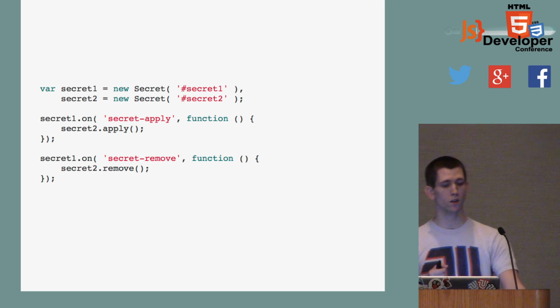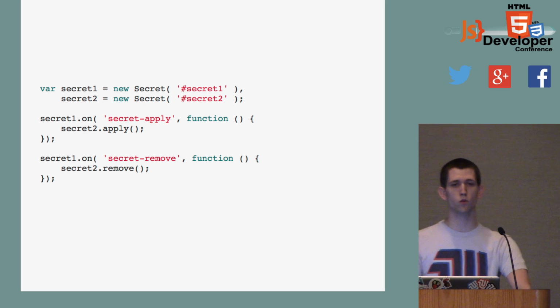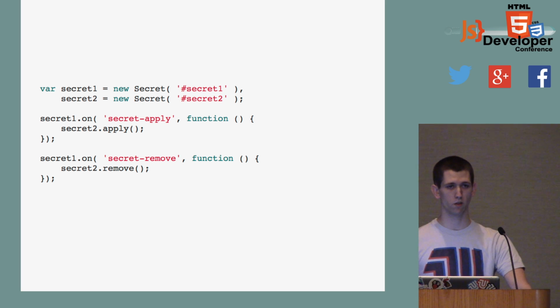And then we listen in to the one on the left's secret-apply event. So we know it's triggering an event every time it's adding its class. We listen in on that event, and we respond by telling 2 to call its apply method, which will apply its class. Then we do the same thing on remove. So now these two things are in lockstep, and I only had to write a little bit of code to extend my basic behavior here.